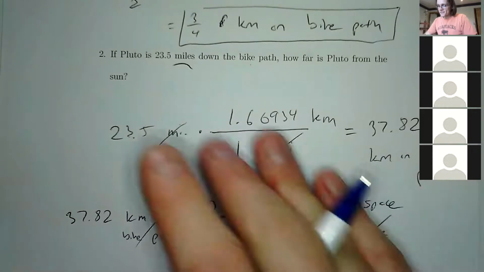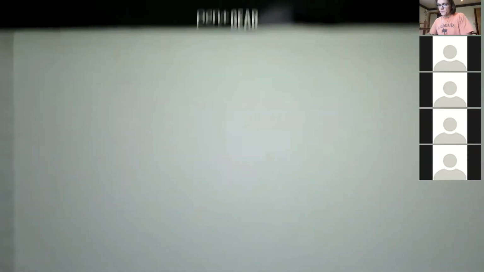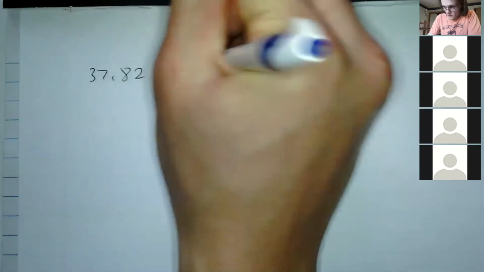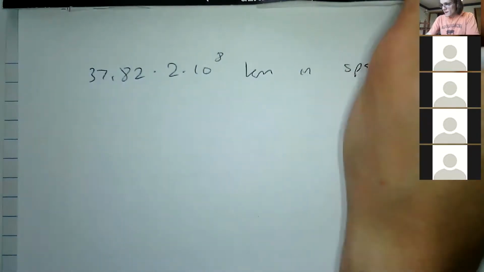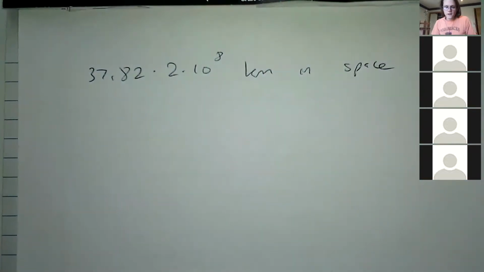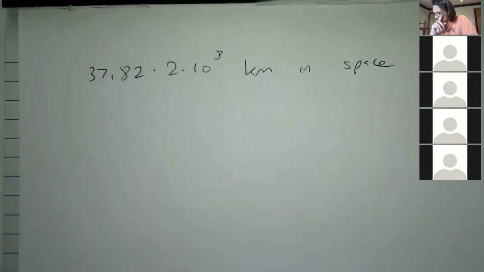All right, so let me rewrite that on a separate sheet of paper over here. So I have 37.82 times 2 times 10 to the 8 kilometers in space. And so you could put that in your calculator. But another way you could do it would be to get it in scientific notation and multiply them that way. So this 37.82 is not in scientific notation. So I can multiply it times 2 first.